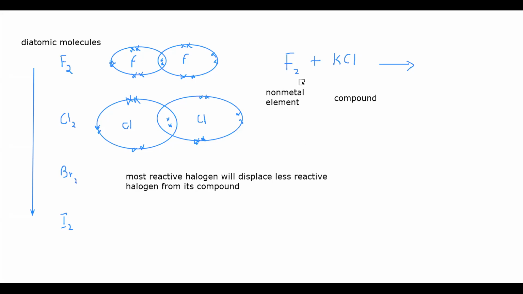So what happens if the element is a non-metal element and you have a compound? The compound will have two parts. One is a metal, another one is a non-metal. So a non-metal always replaces the non-metal. If it's more reactive, it will replace chlorine. So as a result, the product will be potassium fluoride plus chlorine.